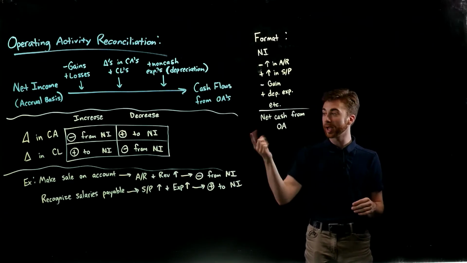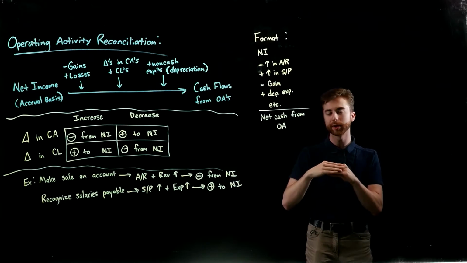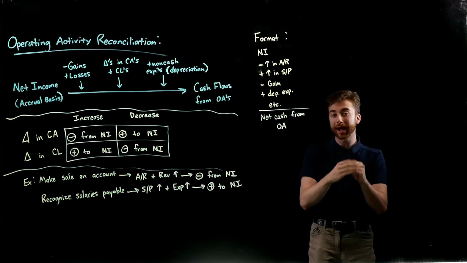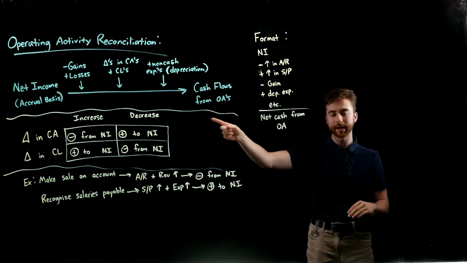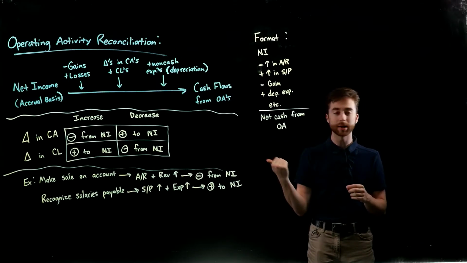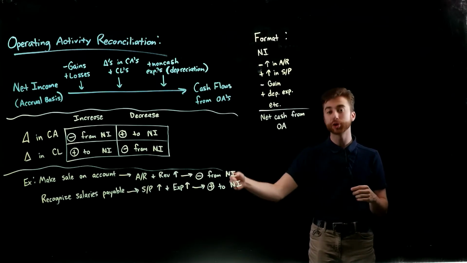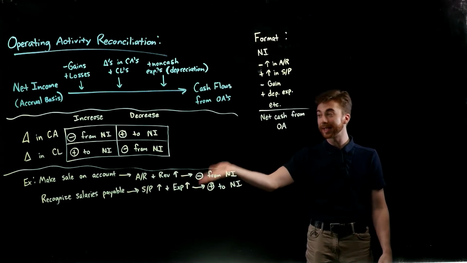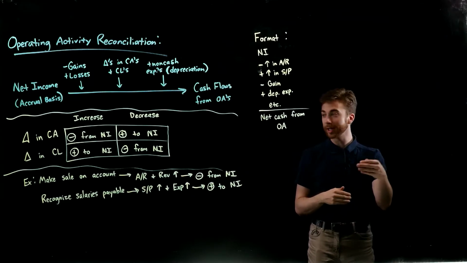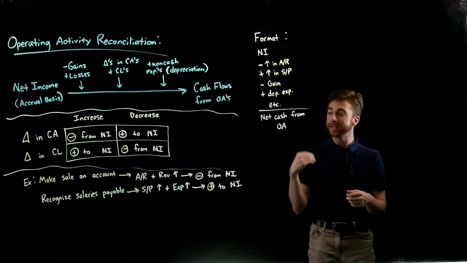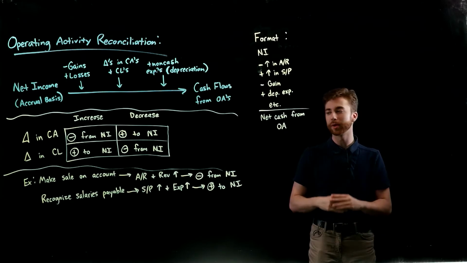So if there's a change in a current asset, if the current asset increased, you're going to subtract that from your accrual basis net income to reconcile it to the cash. And if it's a decrease in your current asset, you're going to add that to your net income to reconcile the difference. If it's a change in a current liability, let's say it increased, you add increases in your current liabilities to your net income, and you subtract decreases in your current liabilities from your net income.